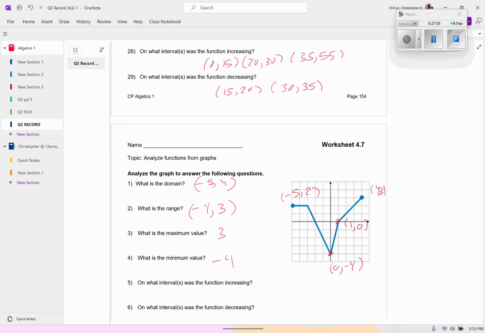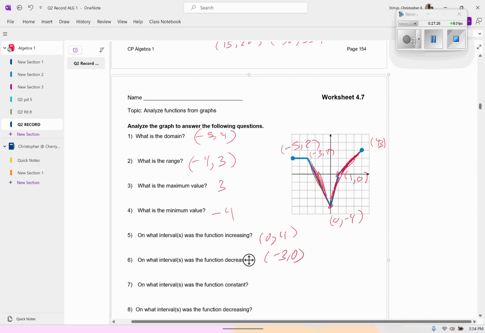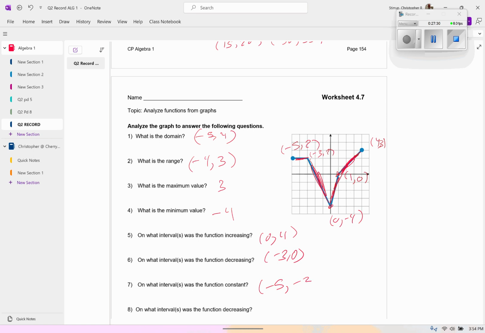What interval are we increasing? Well, it's increasing here, right? So from 0 to 4, it's increasing. Where is it decreasing? It's decreasing right here. So that is negative 3, 2. So from negative 3 to 0. Where is it constant? It's just constant right there. So from negative 5 to negative 3.